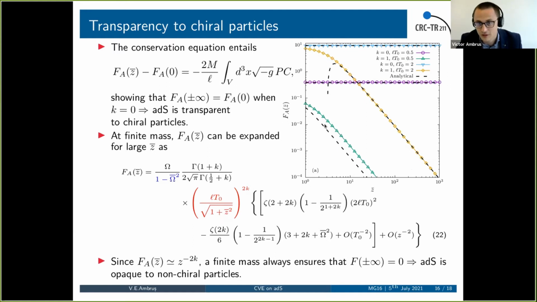A log-log plot here confirms that for massless particles, we have a constant axial flux, whereas for finite masses, we have this decrease. So what we can conclude from here is that for massless particles, in fact, the flux that we find in the equatorial plane must originate from the southern hemisphere, from the boundary of AdS, and must flow through the northern hemisphere, again, through the boundary of AdS. So AdS is transparent from this point of view to massless particles.